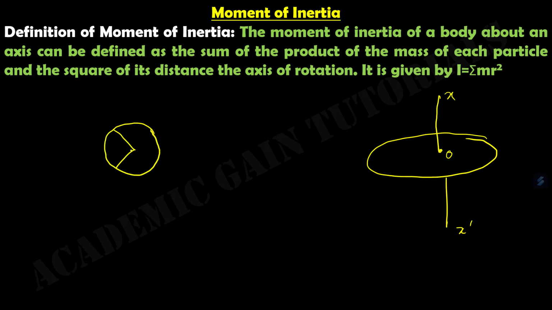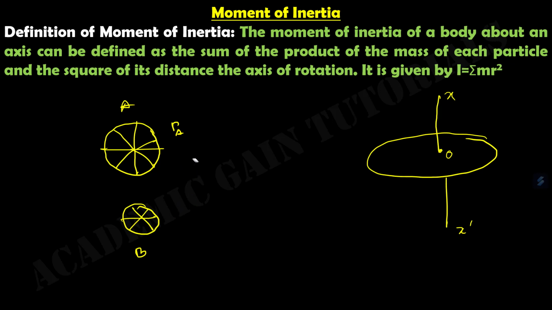This is a wheel A and this is a wheel B. Wheel A has a longer radius than wheel B, so we can say that the radius of A is greater than the radius of B. Which wheel will move faster?